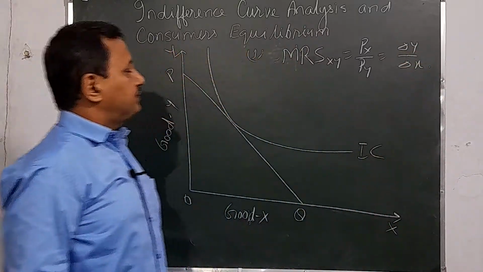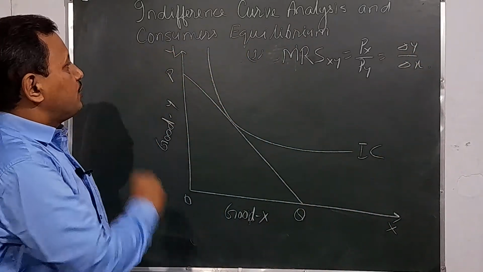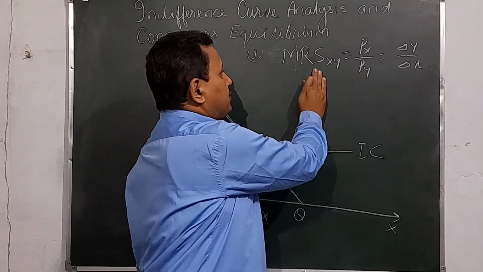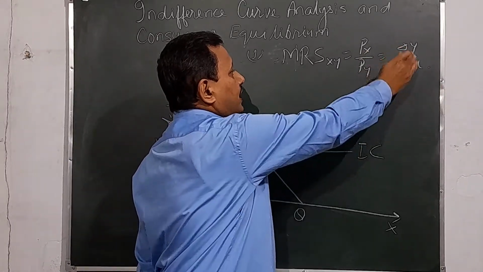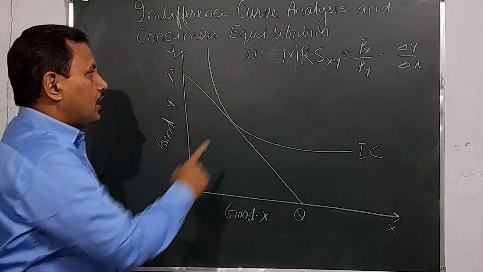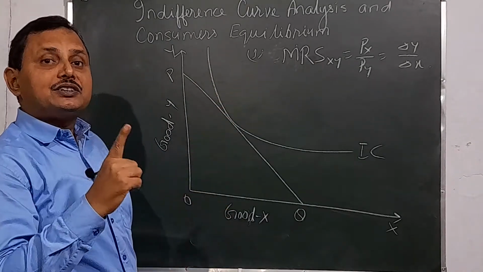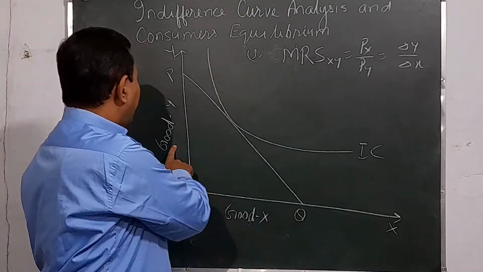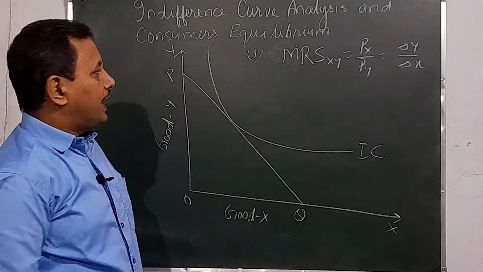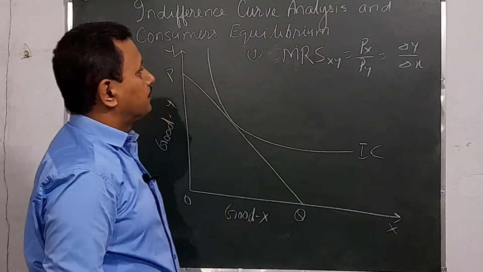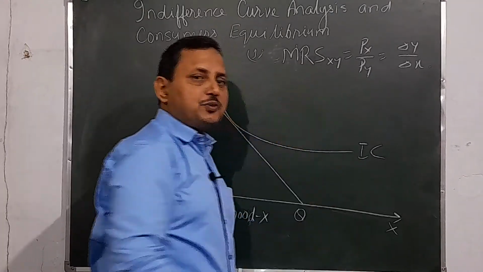The first condition of consumer equilibrium is that the marginal rate of substitution equals Px by Py, equal to delta Y by delta X. What is Px by Py? Px is the per unit price of good X and Py is the per unit price of good Y. And this is the slope of the indifference curve. And what is the marginal rate of substitution?